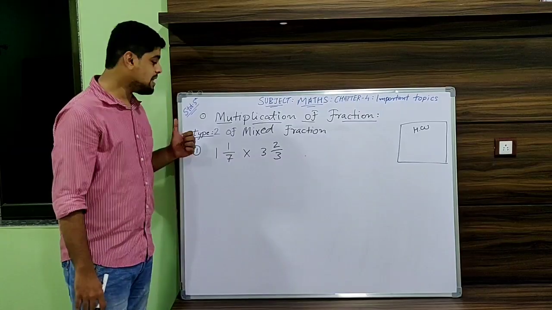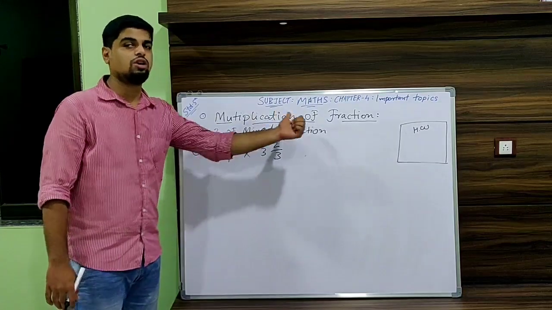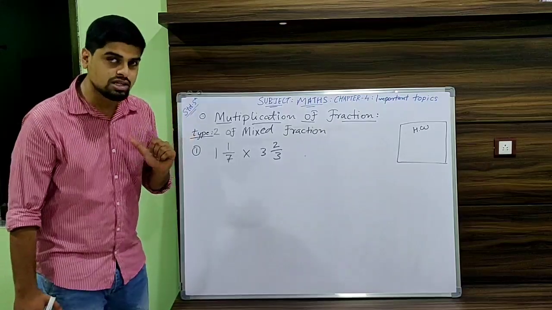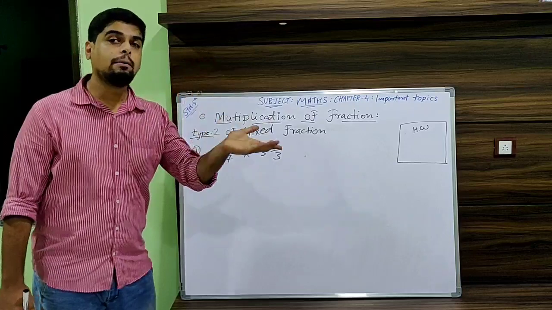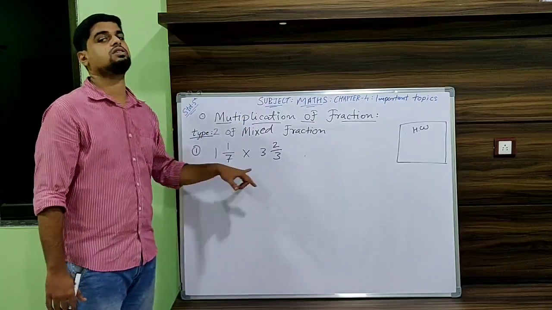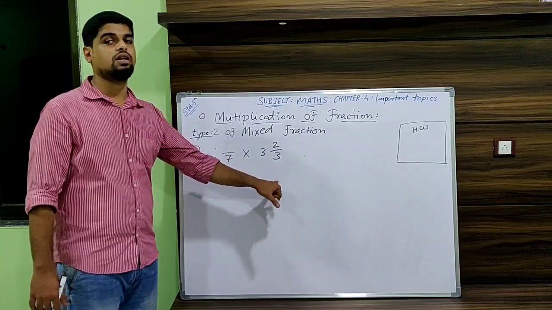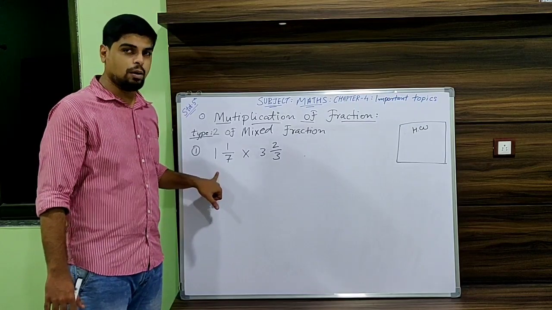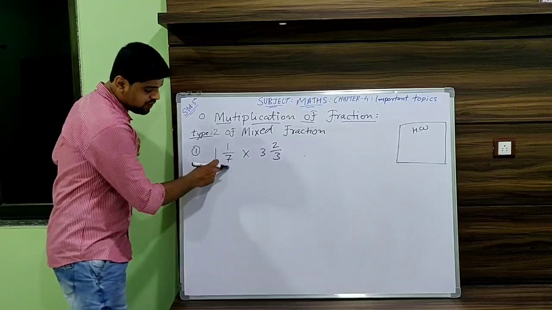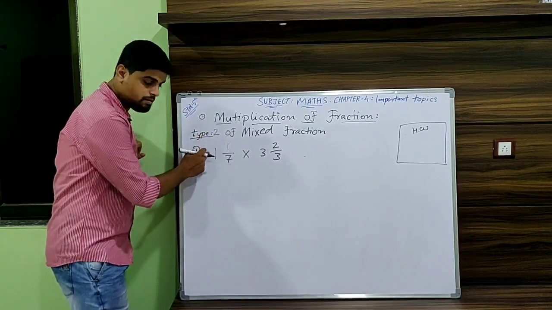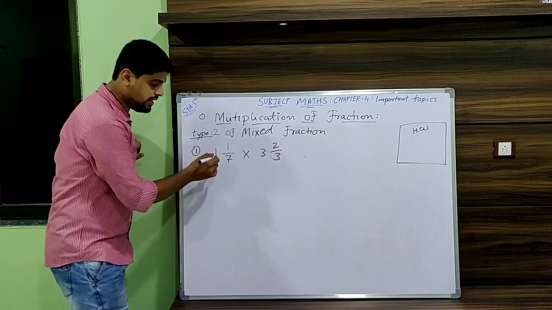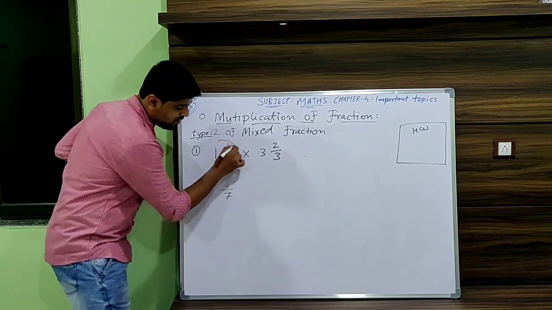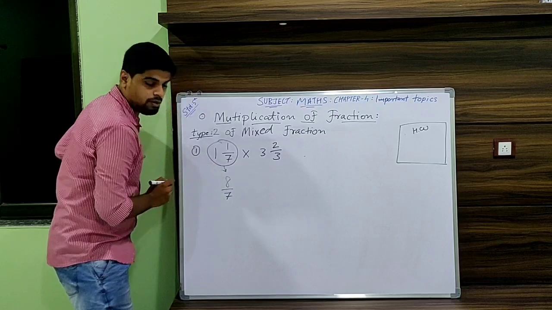Okay? Okay students, let's start with type 2, that is multiplication of mixed fractions. As we have learned in addition and subtraction, if any mixed fraction is given, you have to convert it to improper form. So here also, if multiplication of mixed fractions is given, in the first step we have to convert the mixed fraction to improper form. So we know how to convert. That is, we multiply the denominator with the whole number, and add the result to the numerator. So 7 ones are 7 plus 1, 8. 8 upon 7. So for this mixed fraction, we have the improper form 8 by 7.